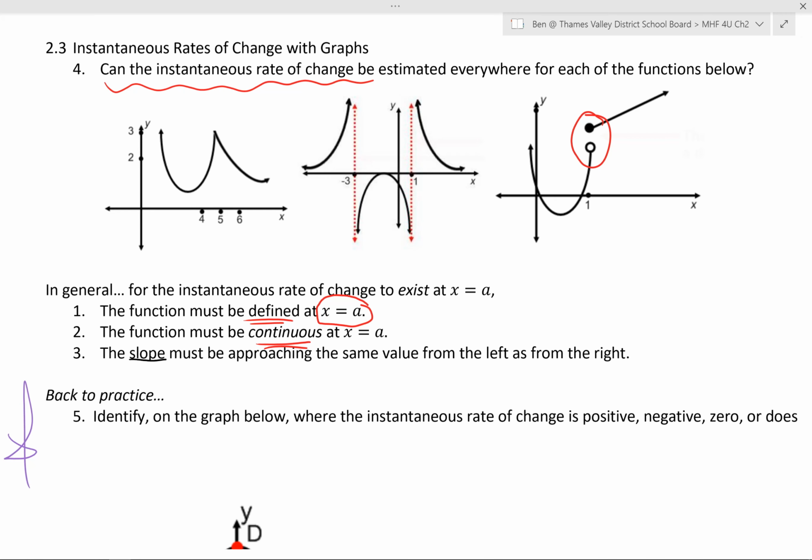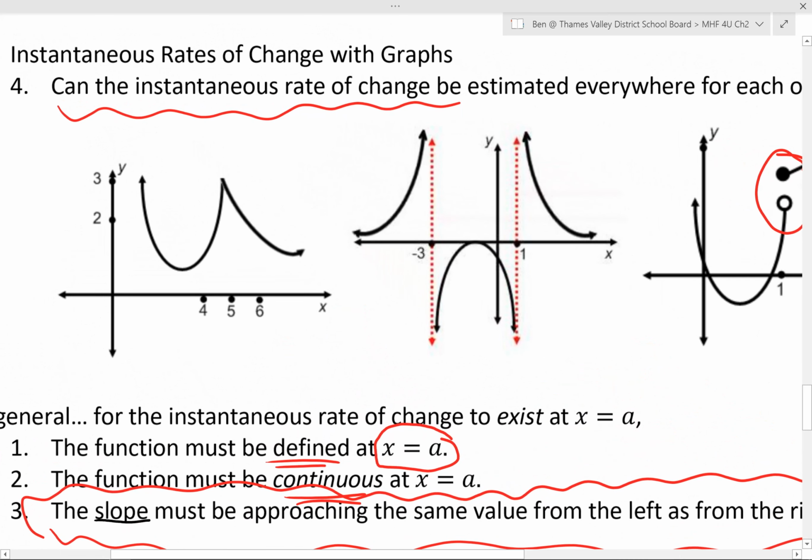Lastly, for an instantaneous rate of change to exist, the slope must be approaching the same value from the left as it is from the right. And that means that our slope cannot suddenly, shockingly change.